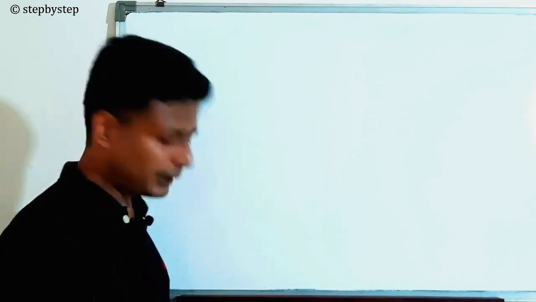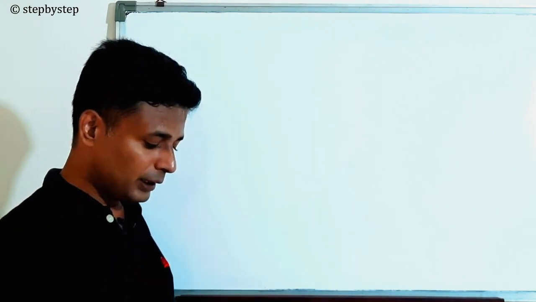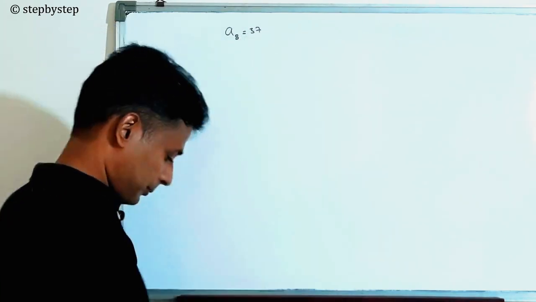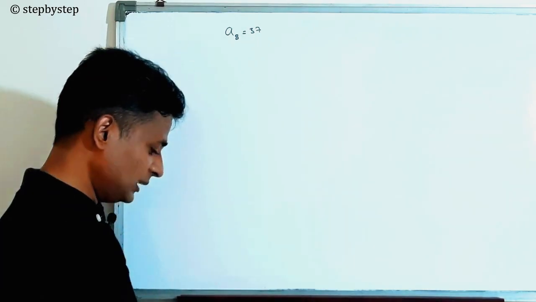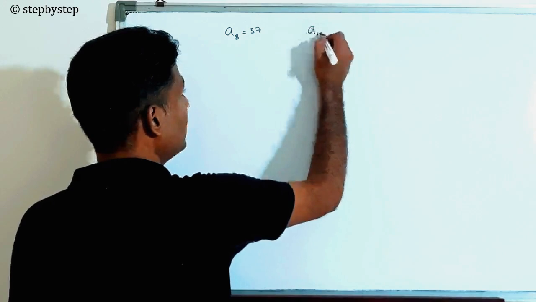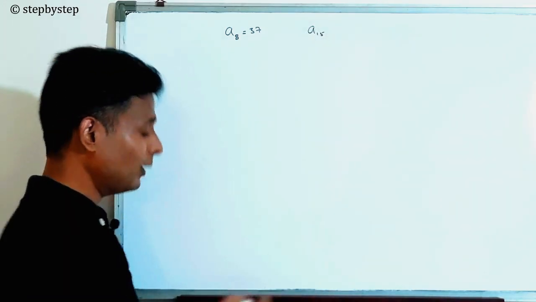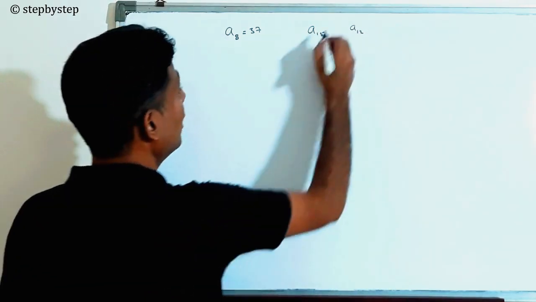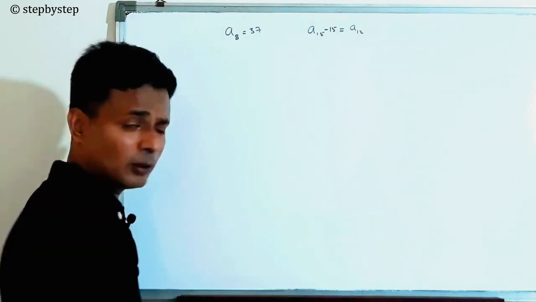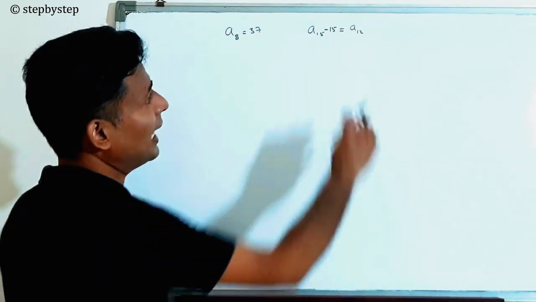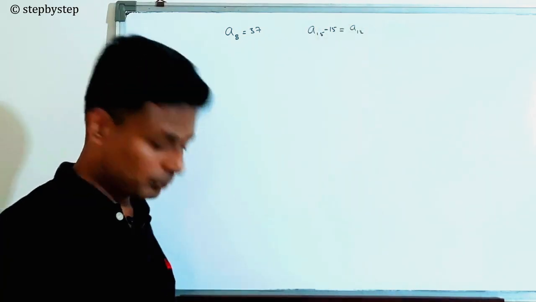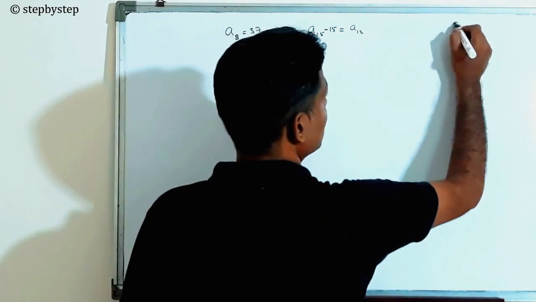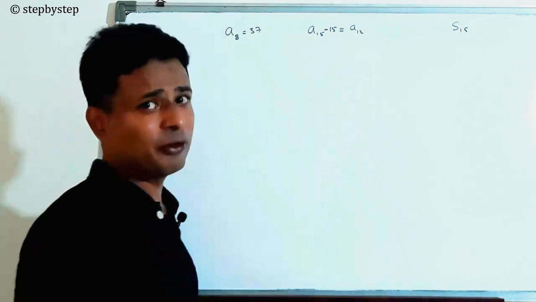Now the fifth problem from test 3. If the 8th term of an AP is 37, so they have given us a_8 equal to 37. And the 15th term is 15 more than the 12th term. This is 15 more than this. Means what? If we have to make it equal, we have to remove 15 from this, then it will become equal to the 12th term. Or you can add 15 to the 12th term to make it equal to the 15th term, either way. Find the AP, hence find the sum of first 15 terms. So we have to find the AP, then we have to find S_15.